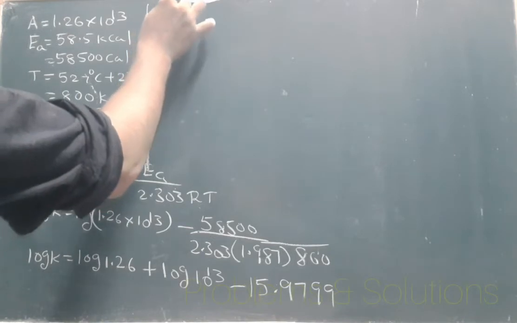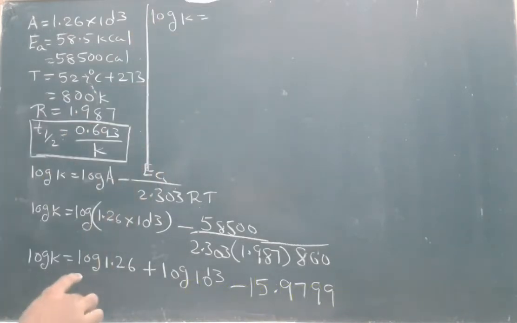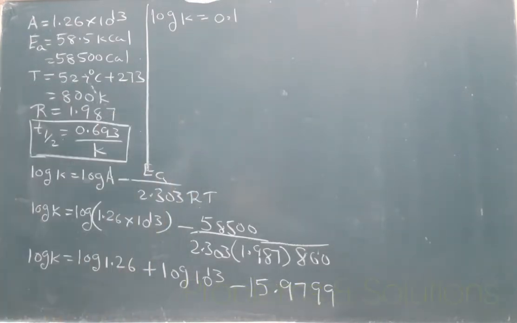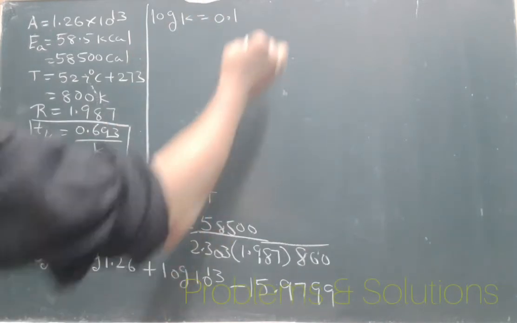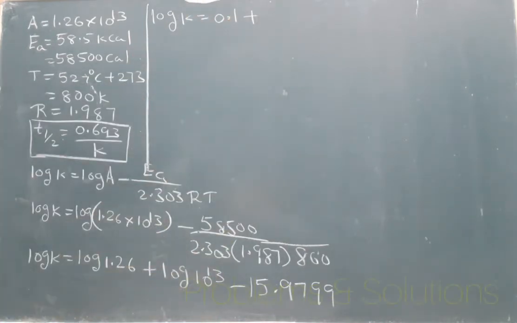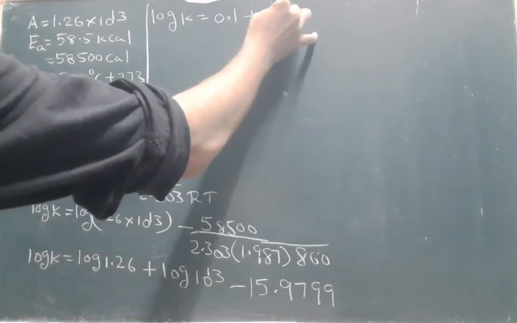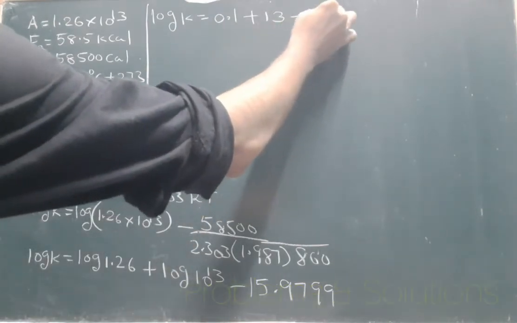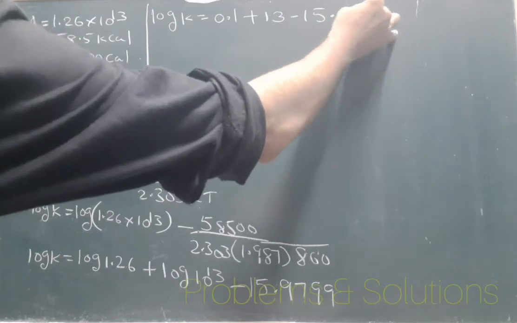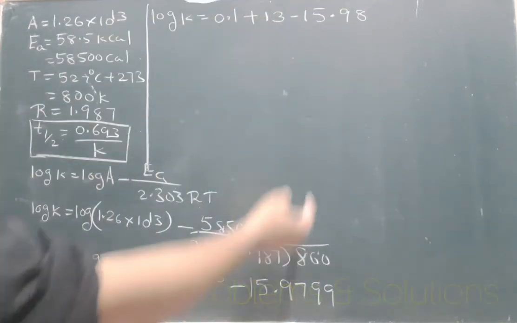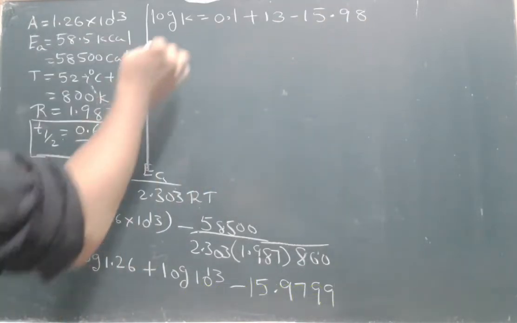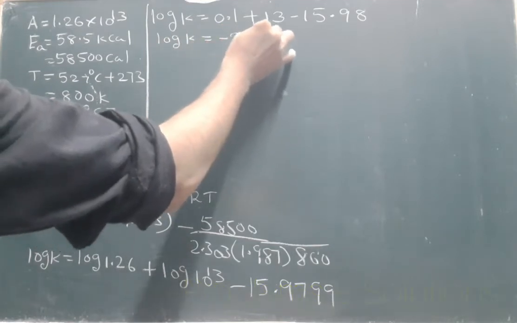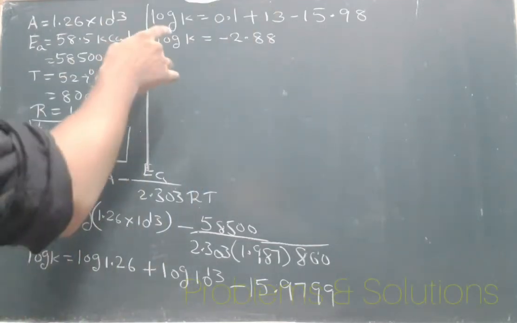Okay, now log k is equal to log 1.26. Its value is 0.1003. I am considering only 0.1, plus log 10^13. Log 10 value will be 1, so the answer is 13 minus 15.98. I just round it off to 15.98. Now log k is equal to minus 2.88.